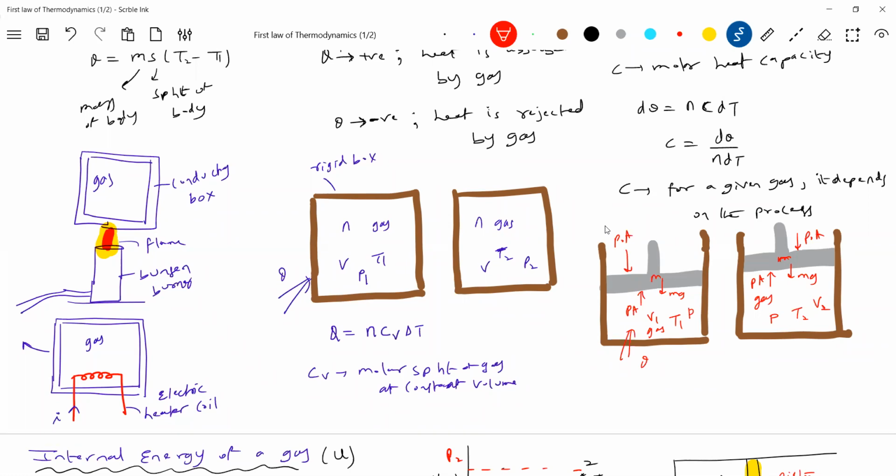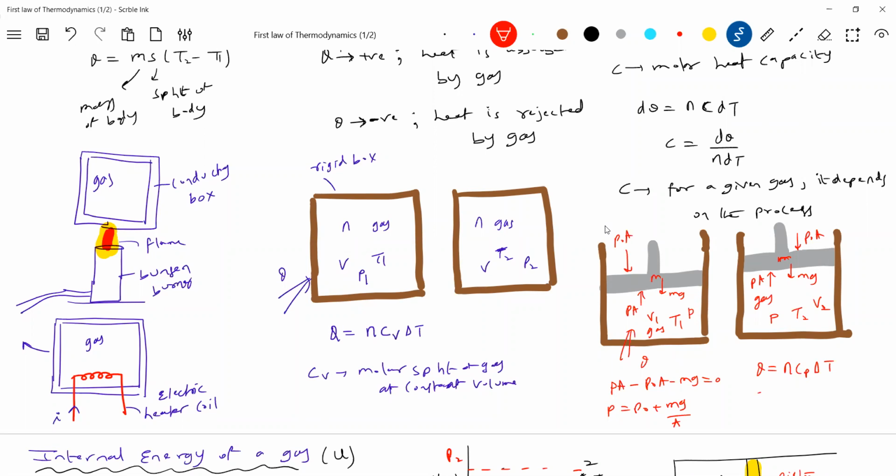Let's write the equation: PA minus P naught A minus mg equals 0. Look at the pressure of the gas. Is it constant or variable? P naught is constant, m constant, g constant, A constant. So the pressure of the gas is constant. Now I supplied heat, so the gas will absorb heat at constant pressure. Therefore Q equals n Cp delta T. It is absorbing heat at constant pressure. There's a mechanism to make the pressure of the gas constant.